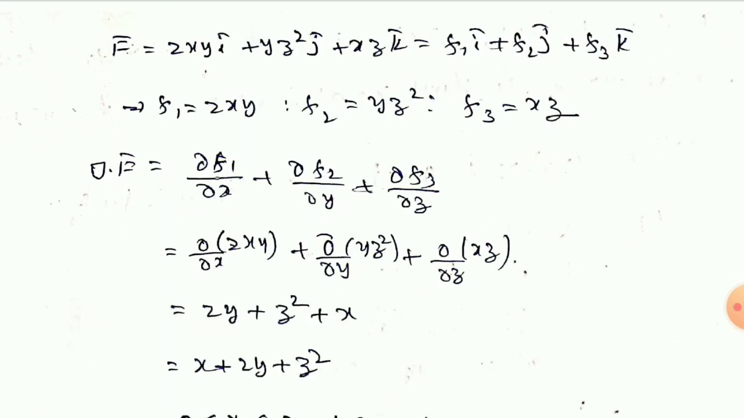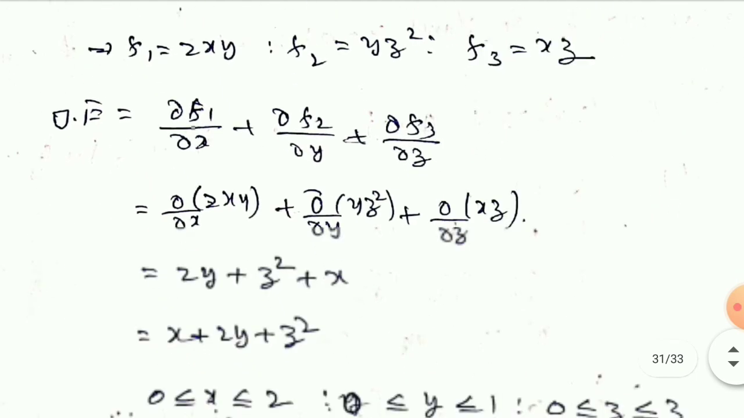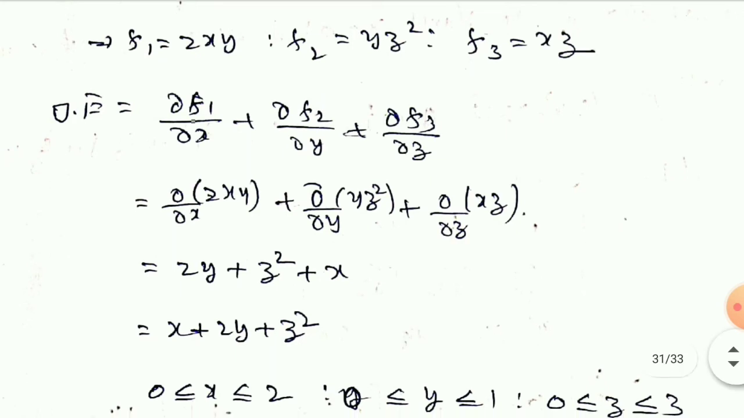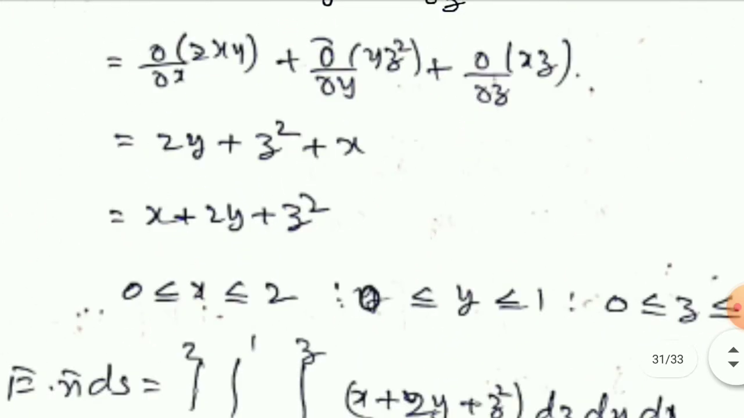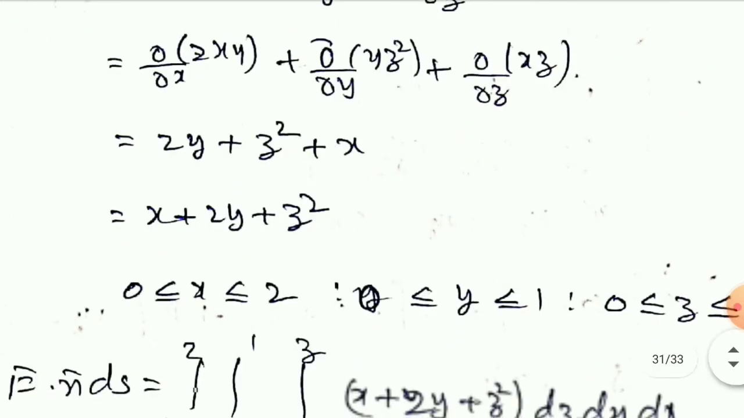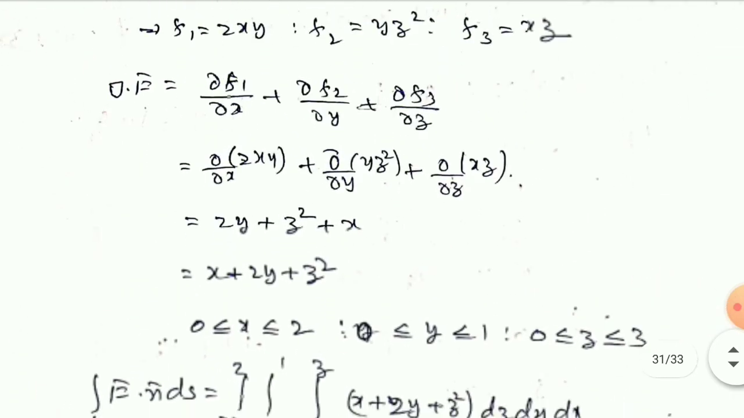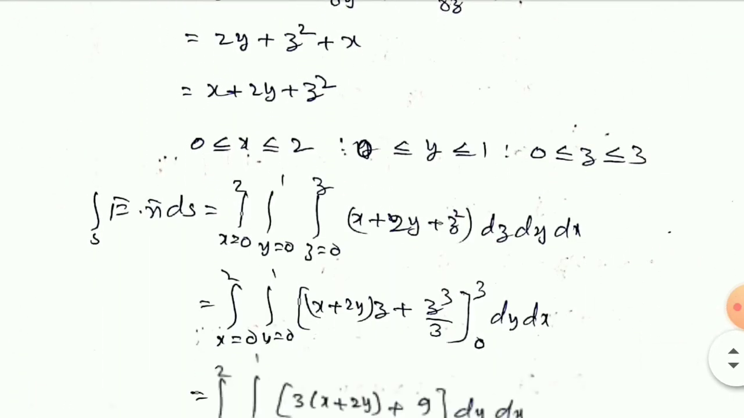I am calculating divergence of f bar. It is del dot f bar. So directly, dou f1 by dou x plus dou f2 by dou y plus dou f3 by dou z, and you are getting the answer x plus 2y plus z square. After getting that divergence of f bar, I am just substituting here.